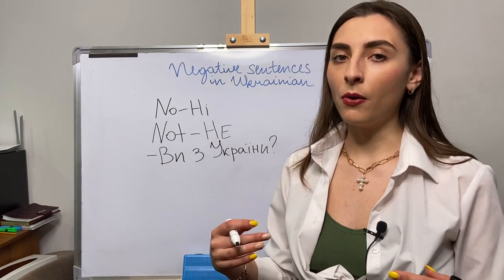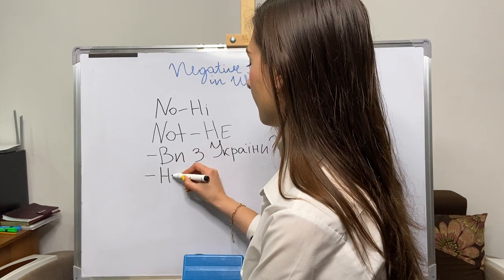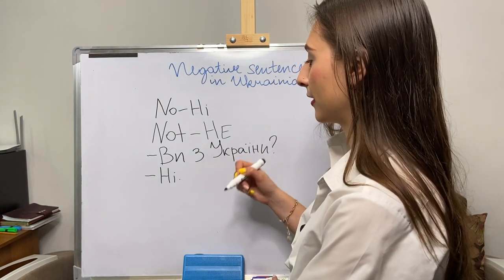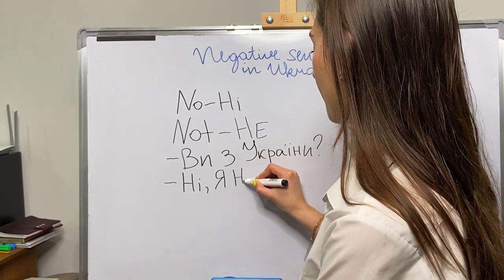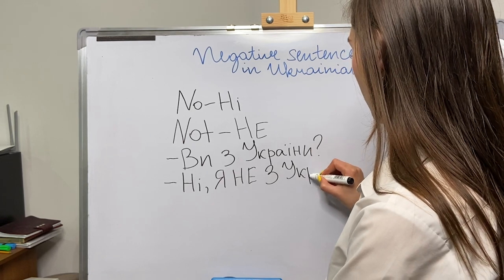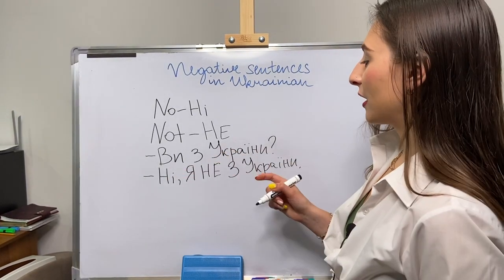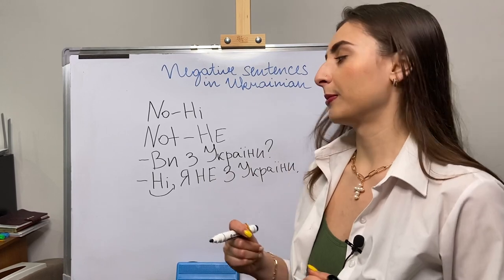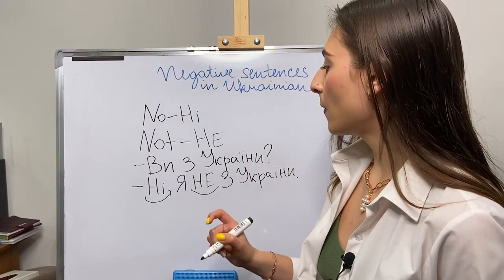And you need to reply, no, I'm not. So you can just say, short version, you can just say, ні. It means no. Or you can say, no, I'm not from Ukraine. Ні. Then you say, я не з України. Ви з України? Are you from Ukraine? Ні, no, I'm not from Ukraine. Я не з України. And you can see, ні means no, не means not.